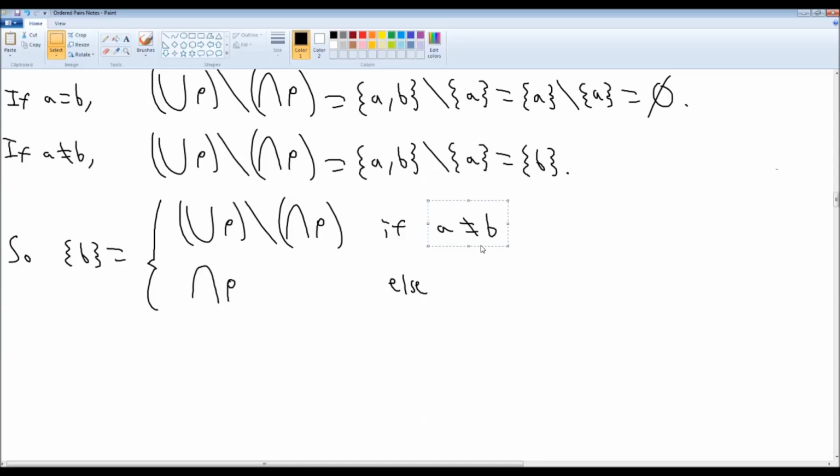Is there a way I can rewrite that without having to use A and B? Well, yes, I can. Notice that A is not equal to B if and only if this guy is non-empty, because this guy is some singleton, some non-empty set if A is not B. But if A equals B, then this set difference is the empty set. So you can replace the condition A is not equal to B with saying this guy is not equal to the empty set.